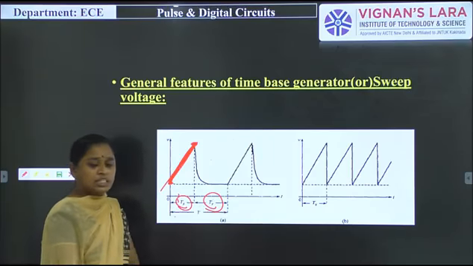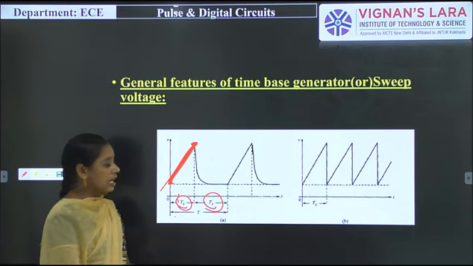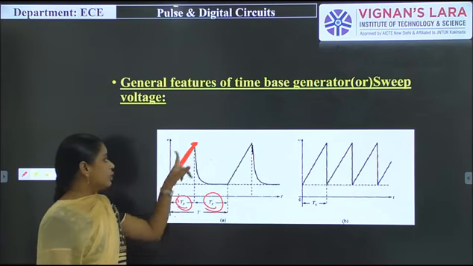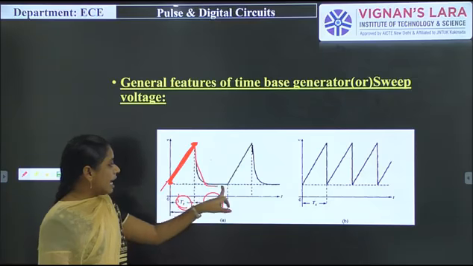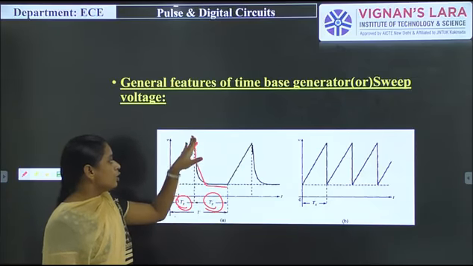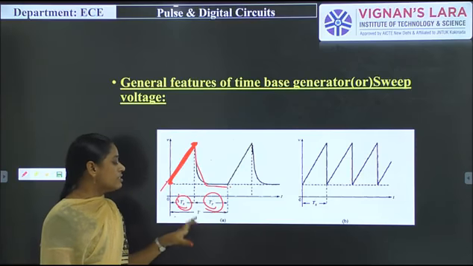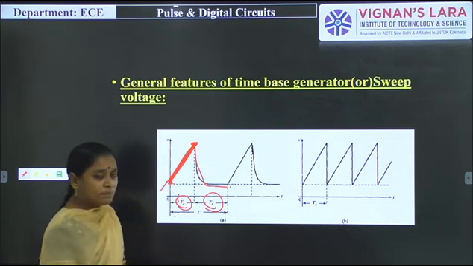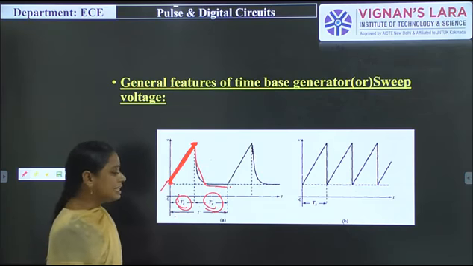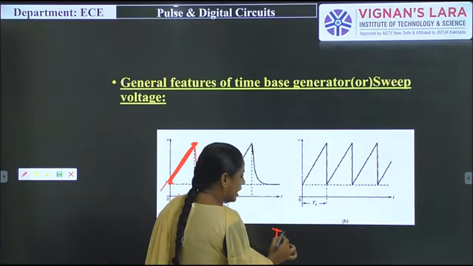TS is nothing but the sweep time, the time taken by the waveform to go from the minimum voltage level to the maximum voltage level. And the next one is the return time, the time taken by the waveform to go from maximum to minimum, which is known as return time or flyback time or restoration time. So in some cases we have to neglect this TR condition, that is, in some cases we have to eliminate TR.